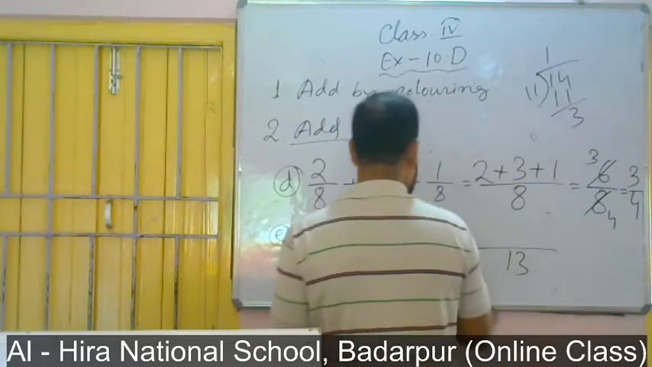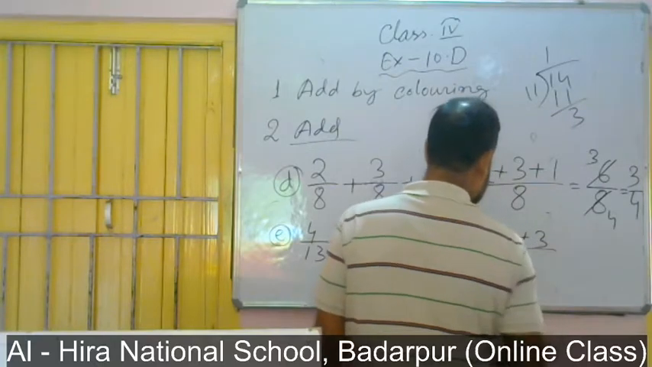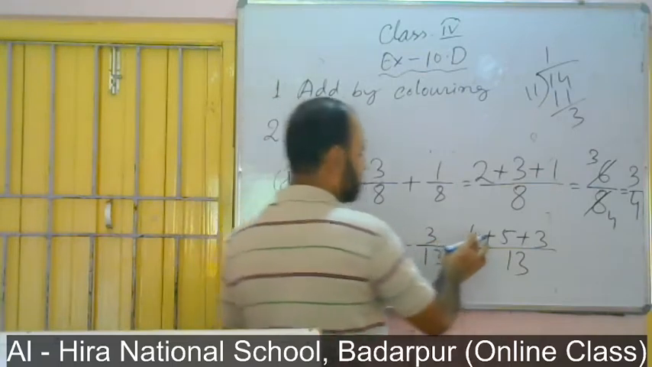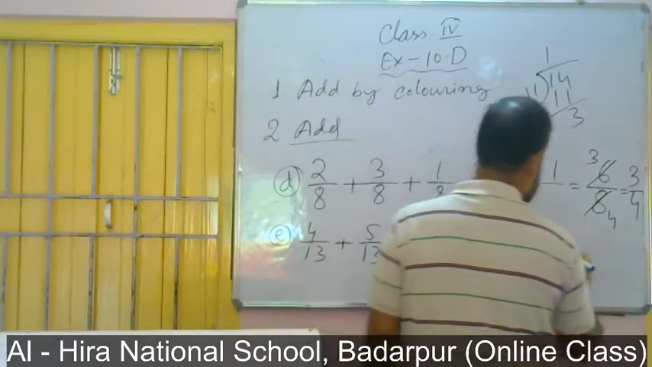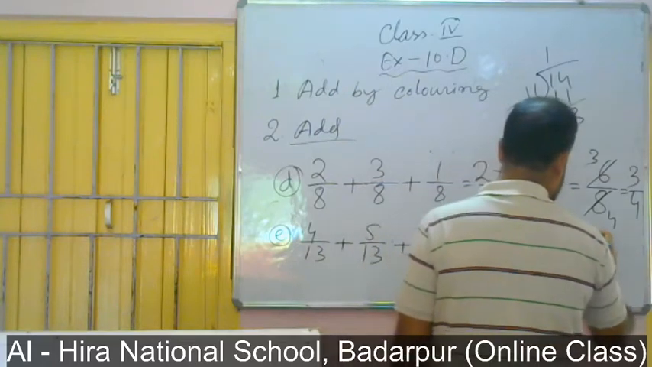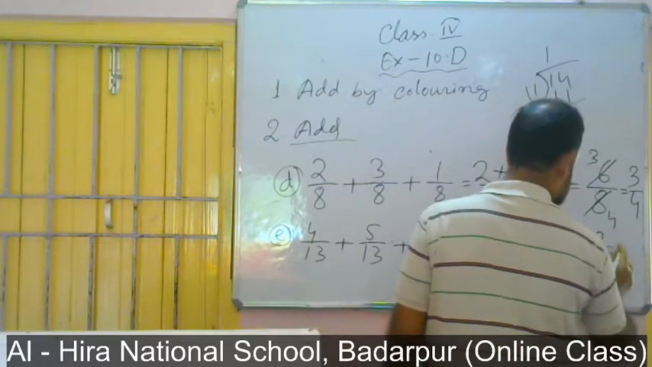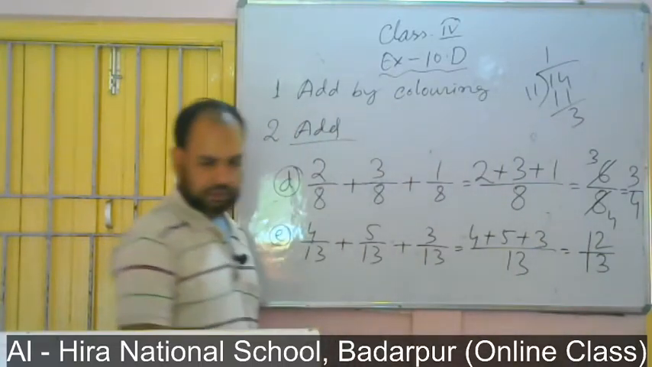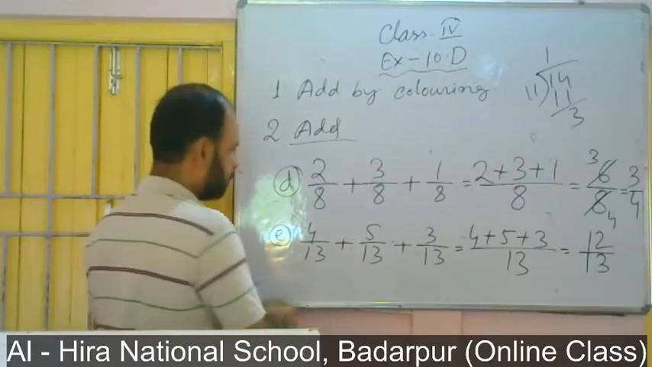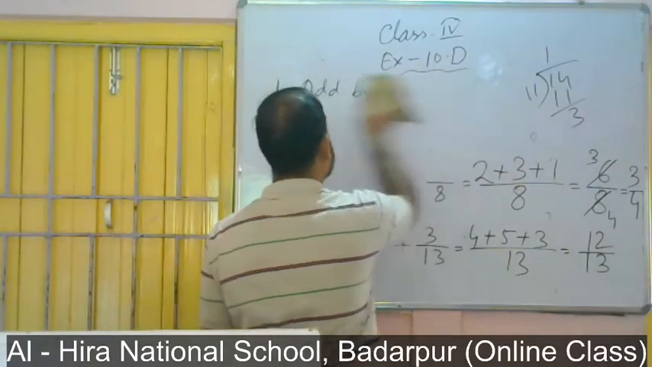So here 4 plus 5 plus 3. 4 plus 5 is equal to 9. 9 plus 3 is equal to 12. 12 by 13. So here answer is 12 by 13. Next, question number 2.